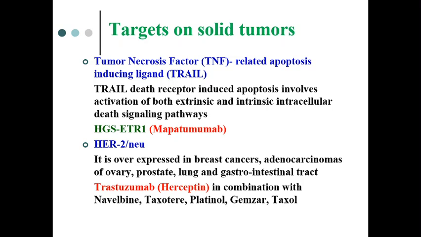There is another receptor called HER2/neu, which is overexpressed in breast cancers, adenocarcinoma, ovary, prostate, lung, and gastrointestinal cancer.